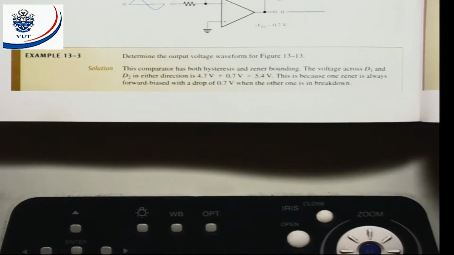They say determine the output voltage waveform for figure 13.13. This comparator has both hysteresis and Zener bounding. The voltage across D1 and D2 in either direction is 4.7 volts plus 0.7. It's equal to 5.4 volts. That means 4.7 plus 0.7 will give me 5.4. In one case it's going to be positive, and the other case it's going to be negative. This is because one Zener is always forward biased with a drop of 0.7 volts, when the other one is in breakdown. All right.